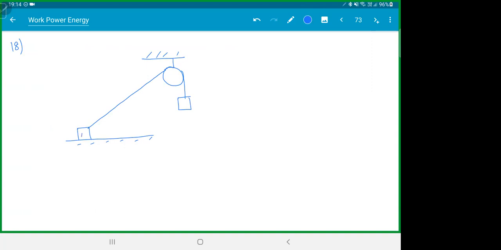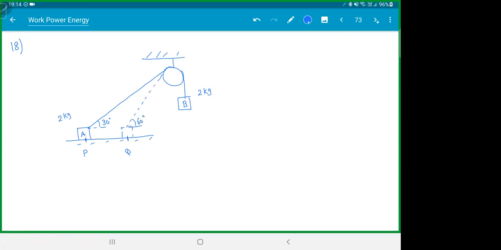Let's say we have blocks A and B. This is 2 kg. This is also 2 kg. This angle is 30 degrees. This point is position P. This position is Q. So when the block comes here, this angle becomes 60 degrees.